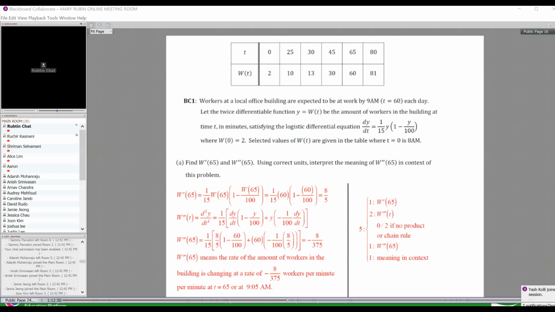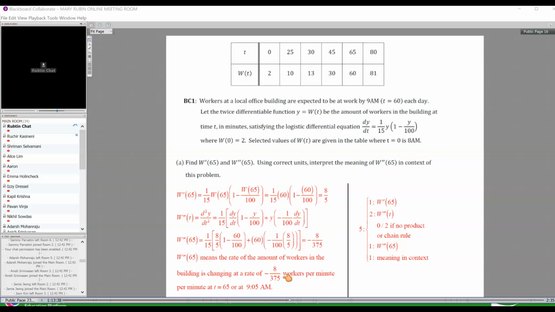We're just finishing this up. Okay, so this first one, and I saw a lot of really great work. Notice what they're asking. They're saying W double prime of 65. So that's the rate of change. And of course this is just the differential equation. When you take its derivative, you have to use the product rule for this. And check this out. This is a 5-question thing. So find the first, find the second. But if you don't use a product rule or chain rule, you get none of those points. And then this is the rate is changing at the rate of.